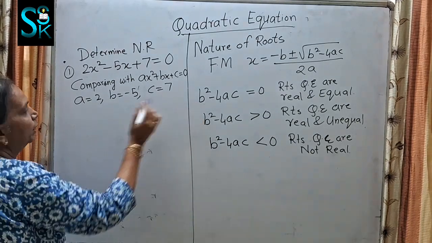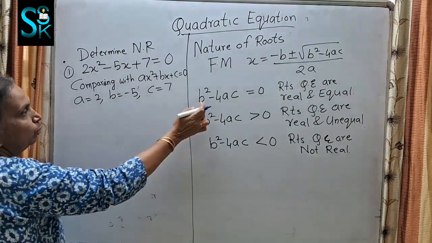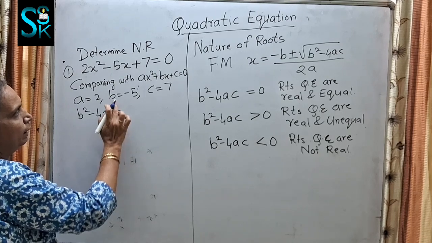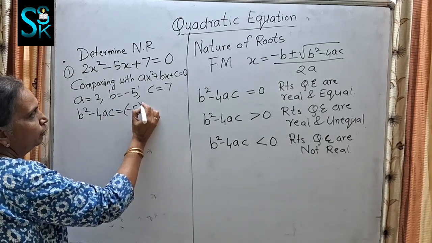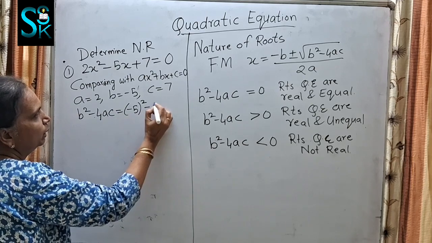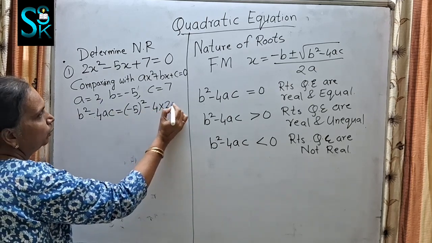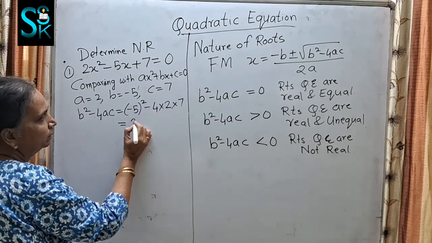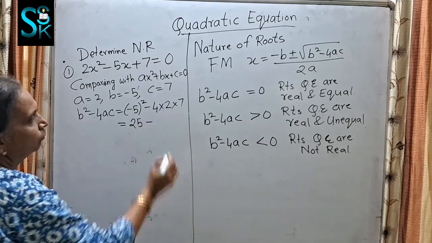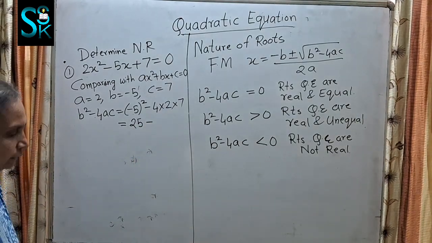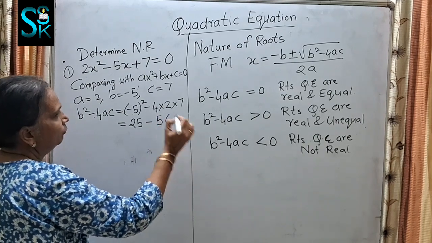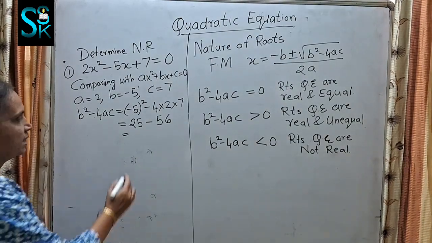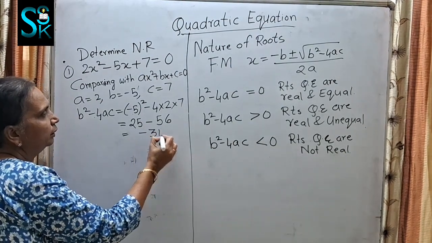Then, to determine the nature of root, you are going to find the value of b square minus 4ac. You are just going to substitute the values. b is minus 5, the whole square, minus 4 into a, which is 2, and c, which is 7. So minus 5 square is 25, and 4 2s are 8, and 7 8s are 56. One is plus, one is minus, so minus with the greater number's sign. So it comes to minus 31.